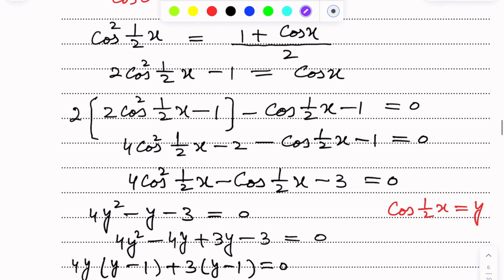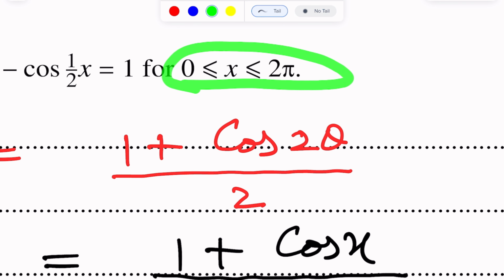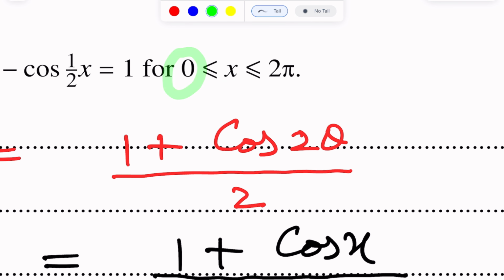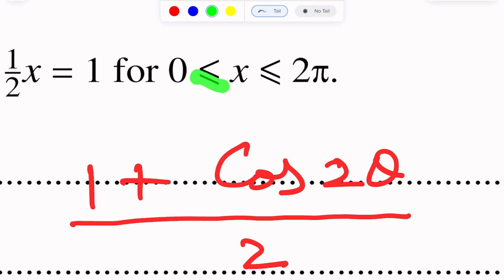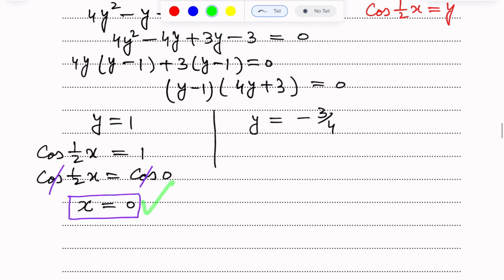X is equal to 0 is acceptable because it lies in the interval 0 to 2 pi. The 0 is included because there is a sign of equality here. So we have an answer, x is equal to 0.